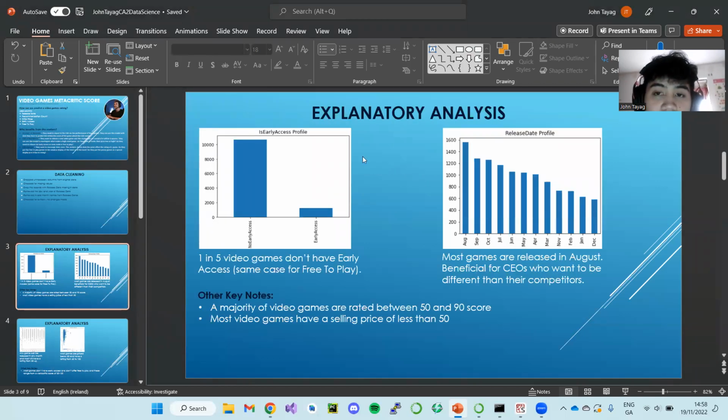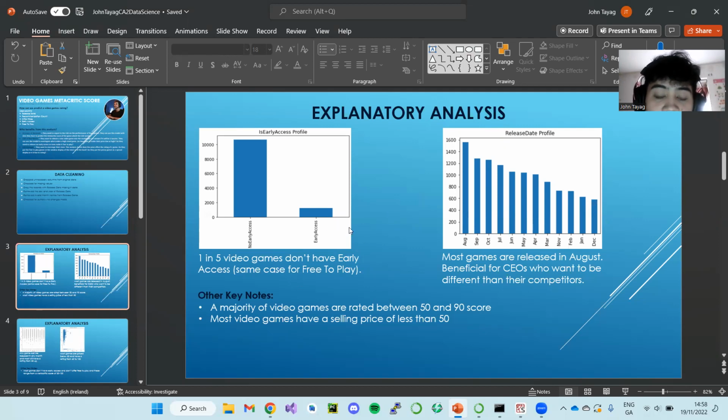Now for the exploratory analysis. As you can see here, 1 in 5 video games don't have early access, and most games are released in August. Now, this is beneficial for CEOs who want to be different from their competitors. Maybe they want to release it in April, but you can see it's mostly equally distributed going down across the months. Another key note is that a majority of video games are rated between 50 and 90.